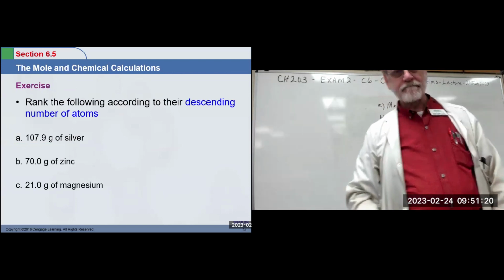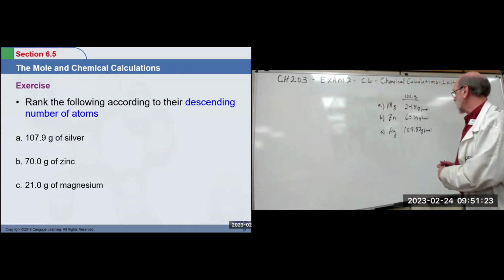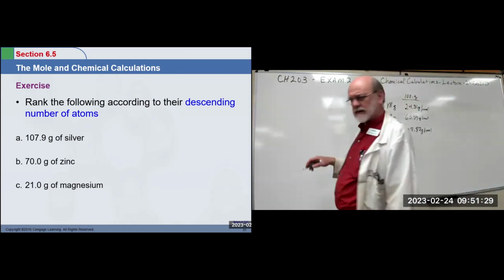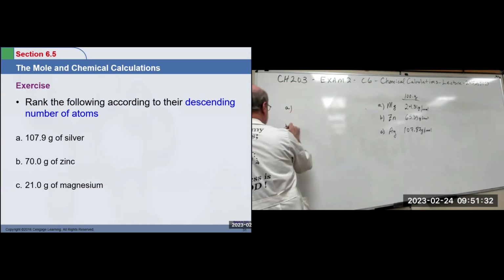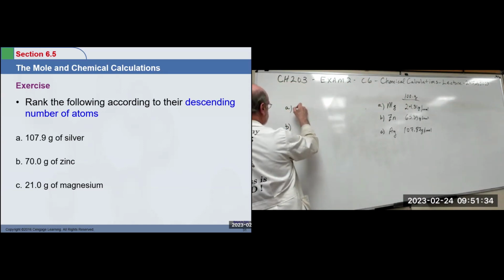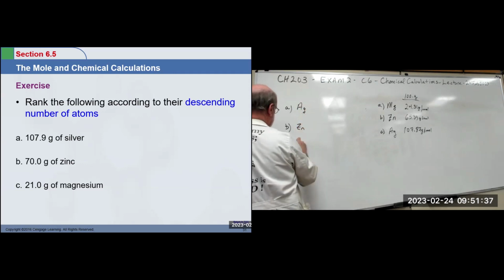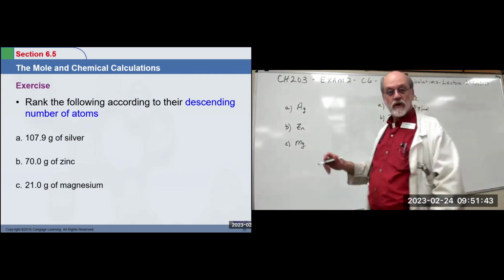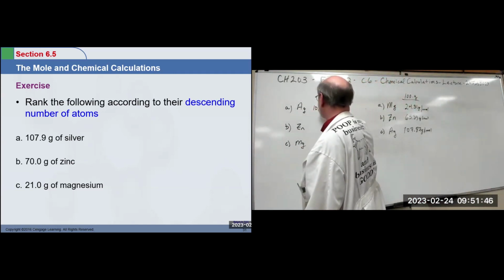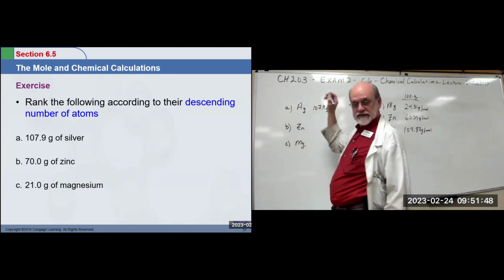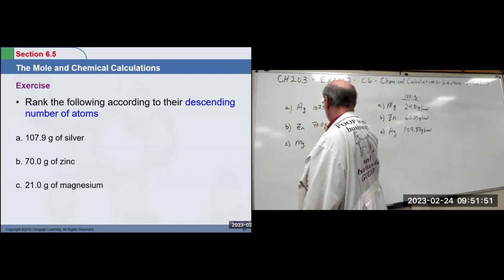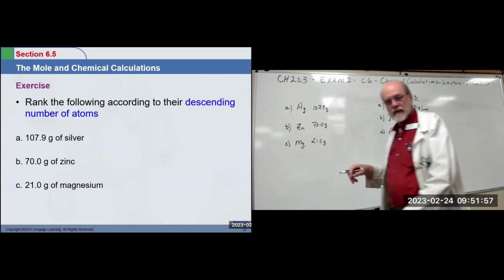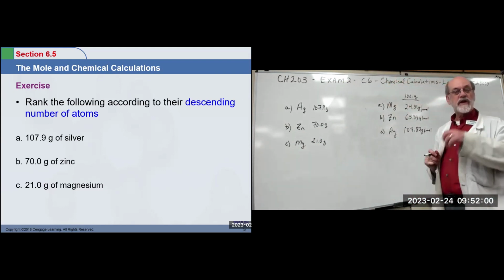All right. I'm going to leave that up there because we've got silver, zinc, and magnesium for the next one. Put them in a different order, but the same ones: silver, zinc, magnesium. Now we have a different mass for each one: 107.9 grams for silver, 70.0 grams for zinc, and 21 grams for magnesium. Now we want to put them in descending order of number of atoms.